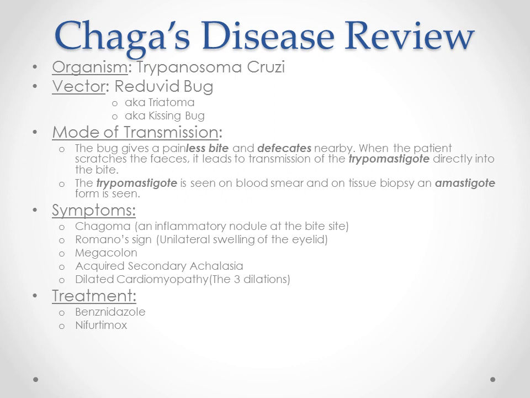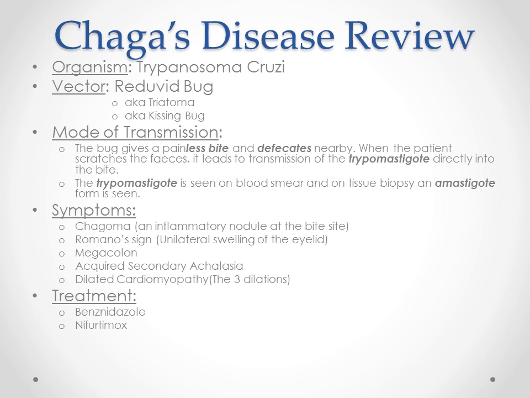So it defecates nearby, and then the patient scratches the feces and the organism is not actually transmitted via the bite, but it is in the insect feces, which is extremely microscopic. Nobody can really see it. Like you can't really see it on your skin. But the feces contains the trypomastigotes, which is the causative form. There are two forms, trypomastigotes and amastigotes. So trypomastigotes is the form which is transmitted to humans, and this enters the bloodstream, and we can see it on a blood smear, just like we saw in this question.